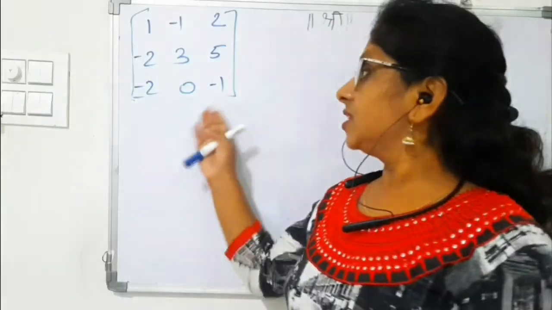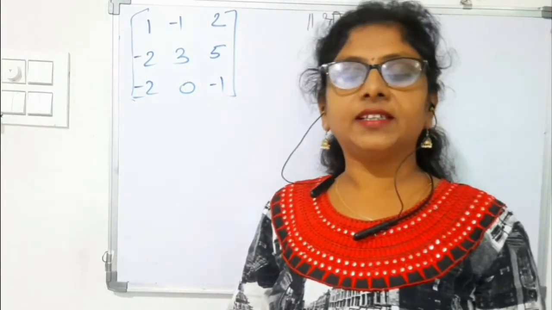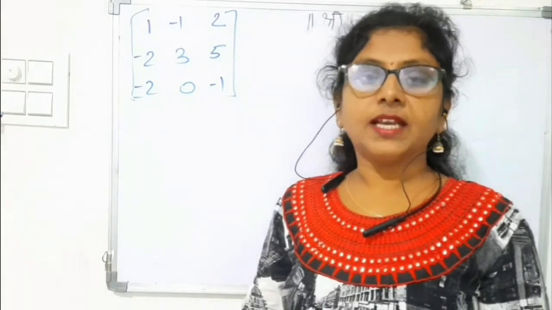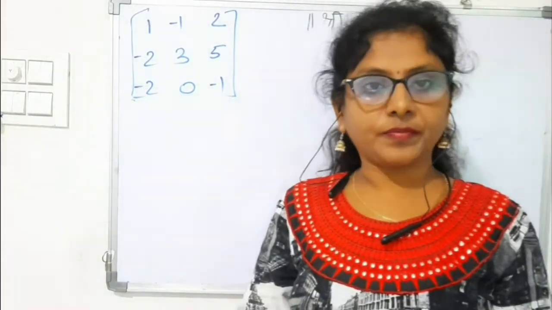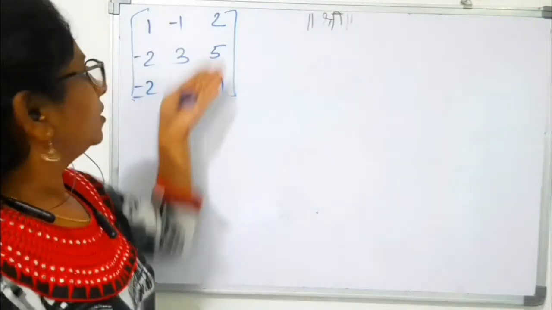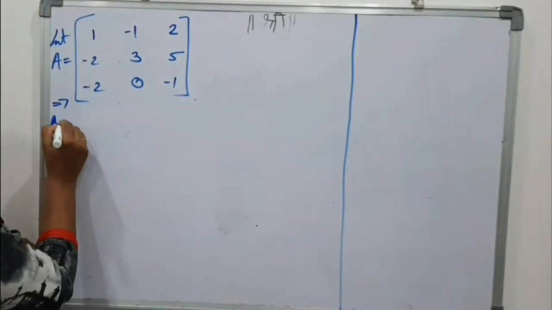So this is the first matrix of order 3 by 3 that we will take for finding the adjoint. This matrix is in your new book also. First we will find the cofactors of all the elements. The cofactor of this element we will denote by A11.